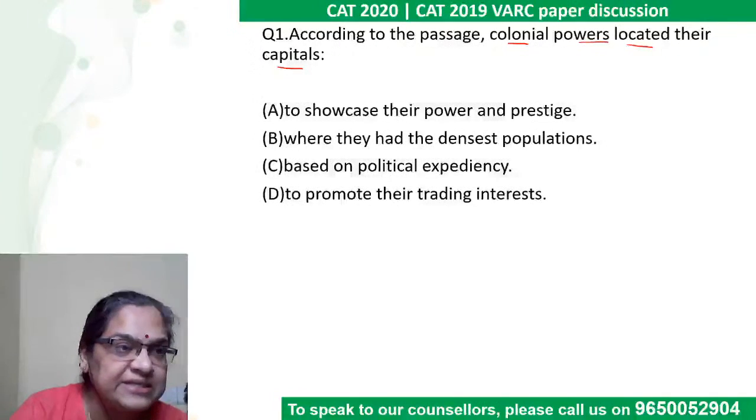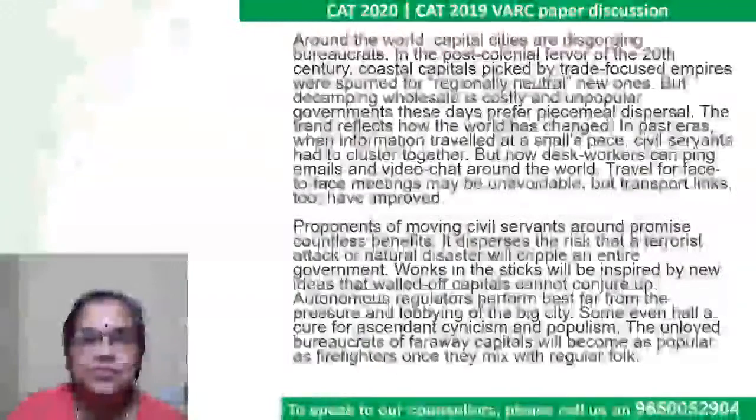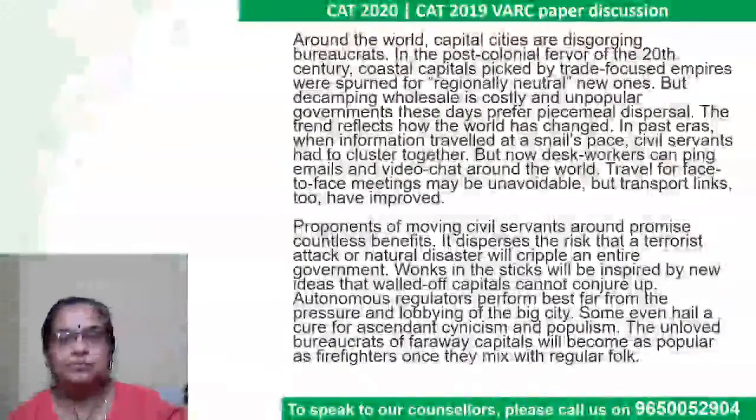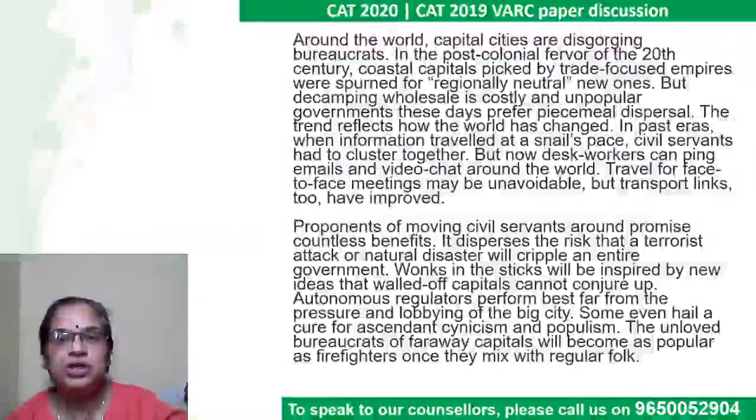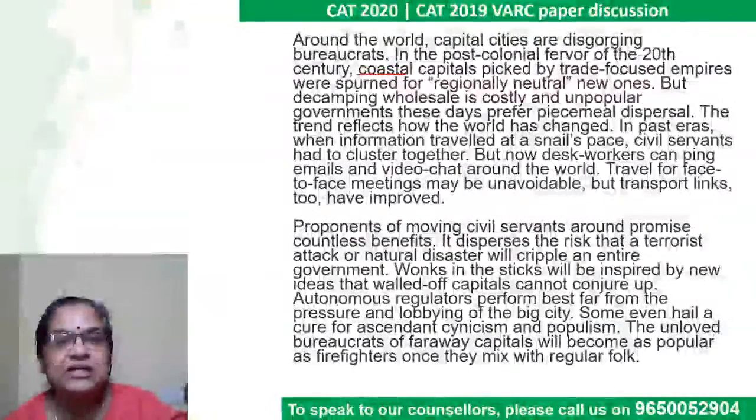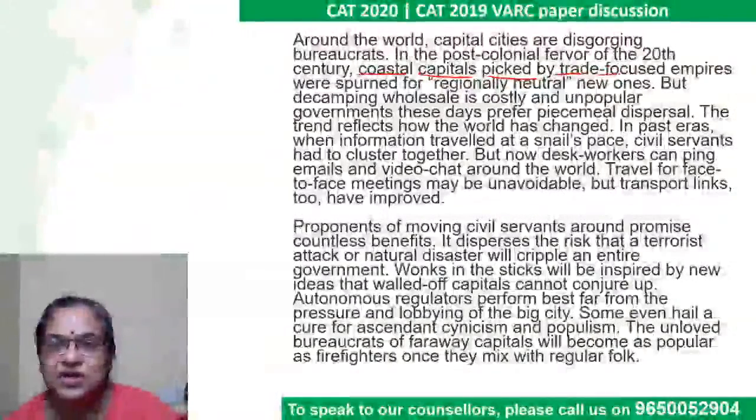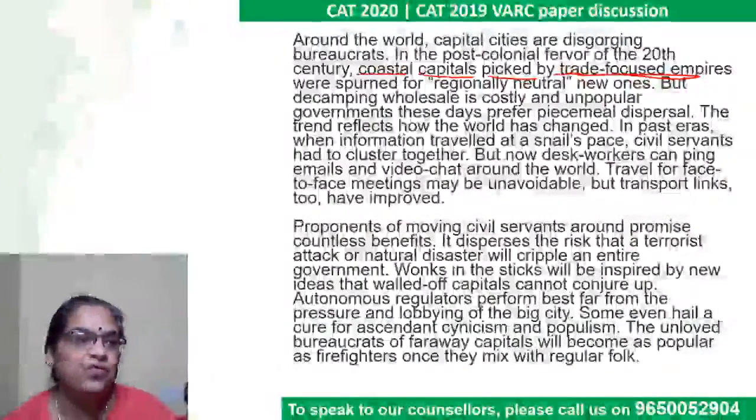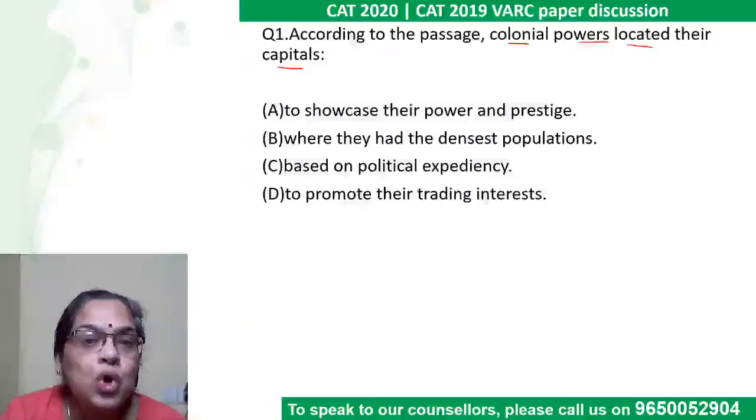Have you seen your answers? Okay, let's look at the passage. In the post-colonial fervor of the 20th century, coastal capitals picked by trade-focused empires were spurned. That means the colonial cities were more or less trade-focused empires. So their capitals were therefore coastal.